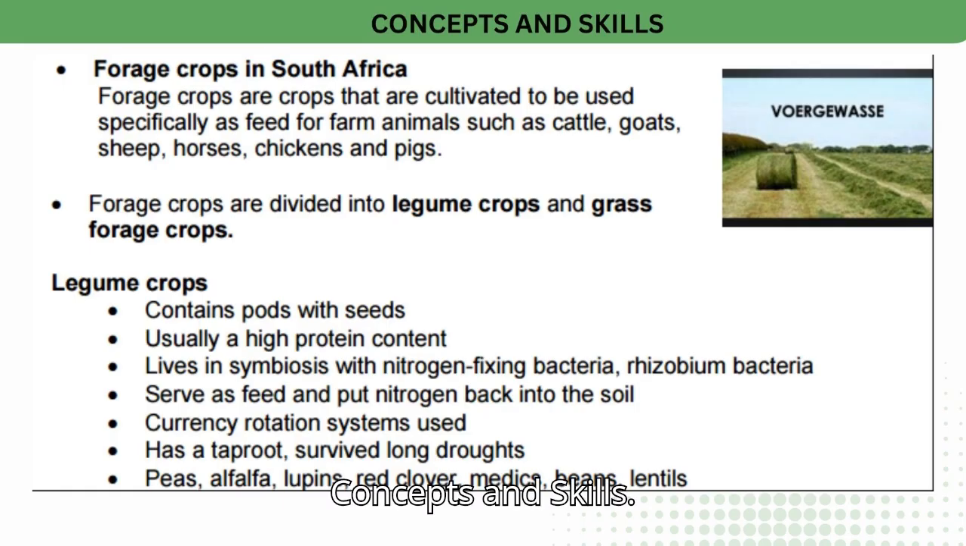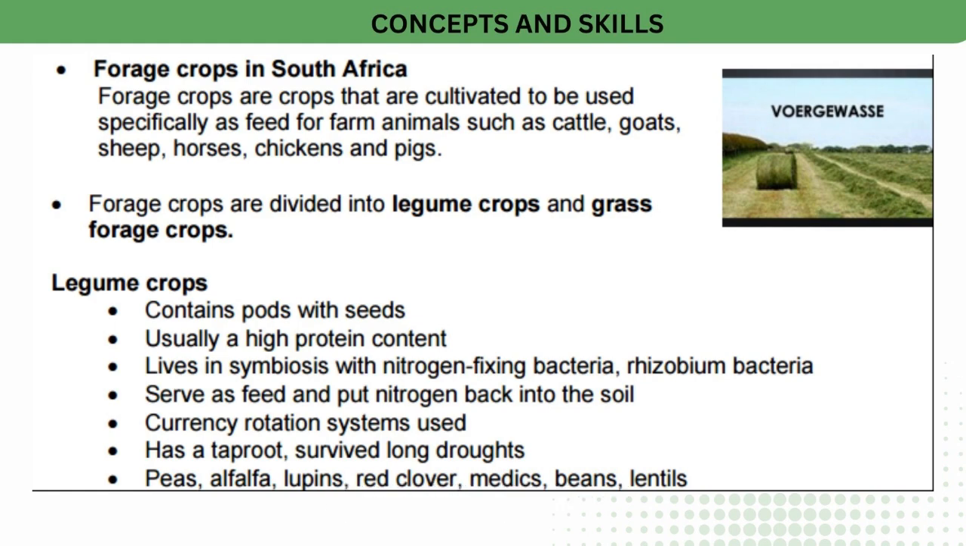Concepts and skills. Forage crops in South Africa. Forage crops are crops that are cultivated to be used specifically as feed for farm animals such as cattle, goats, sheep, horses, chickens and pigs. Forage crops are divided into legume crops and grass.